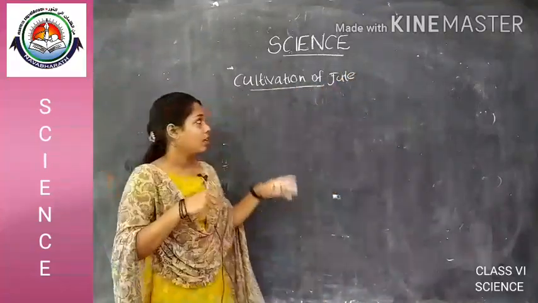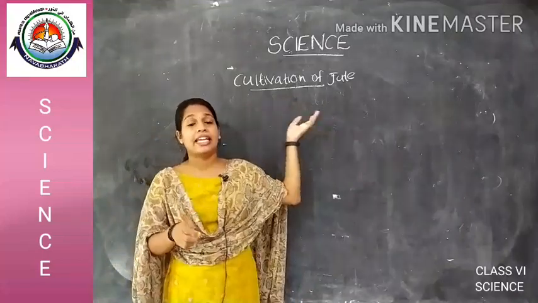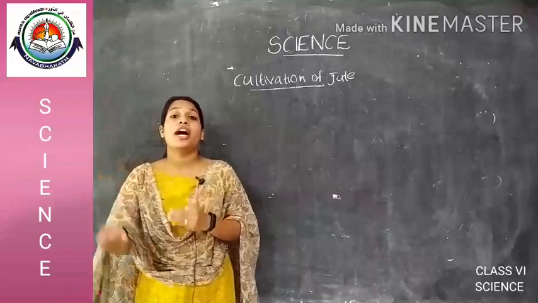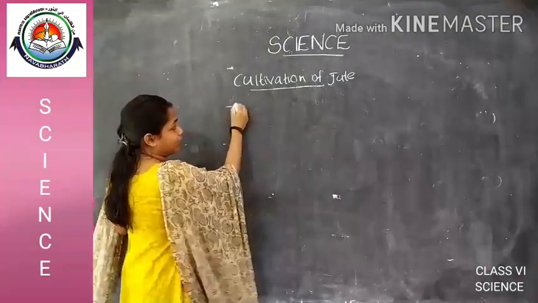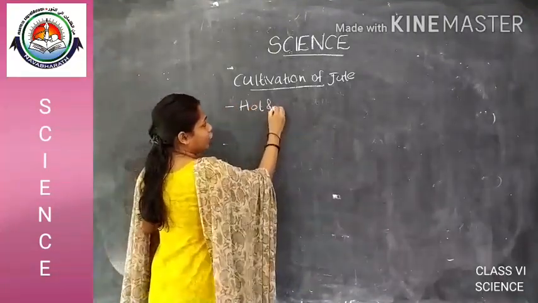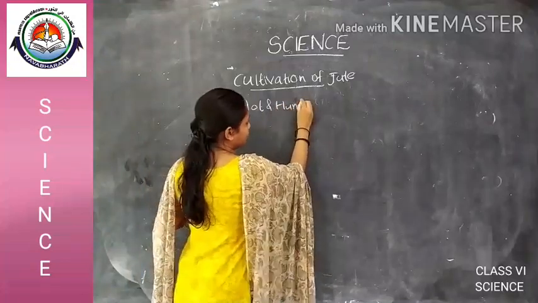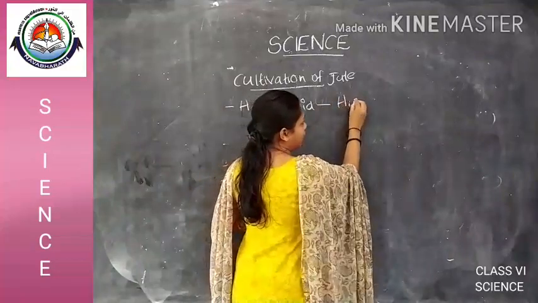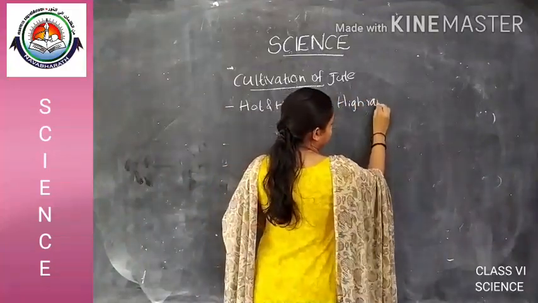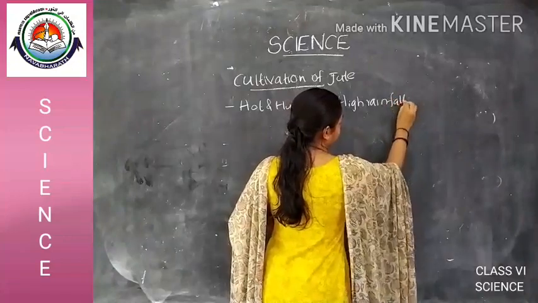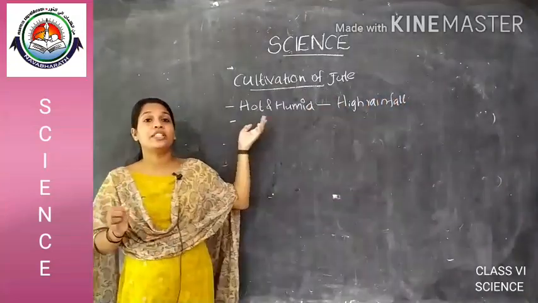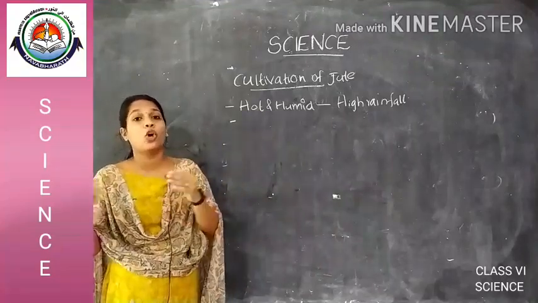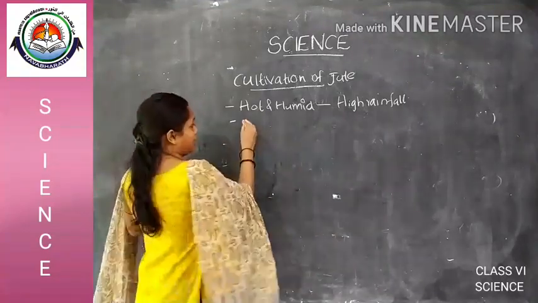For the cultivation of jute, it requires hot and humid conditions and also high rainfall. And also it requires well drained fertile soil, which can be called alluvial soil.